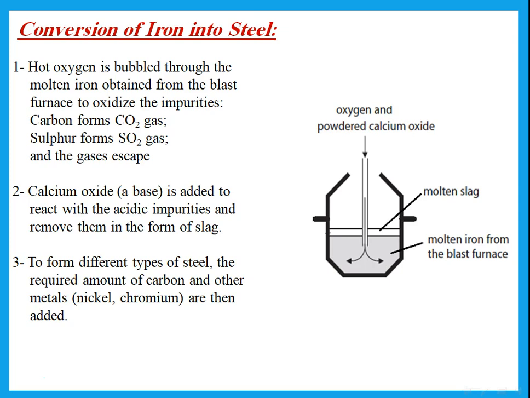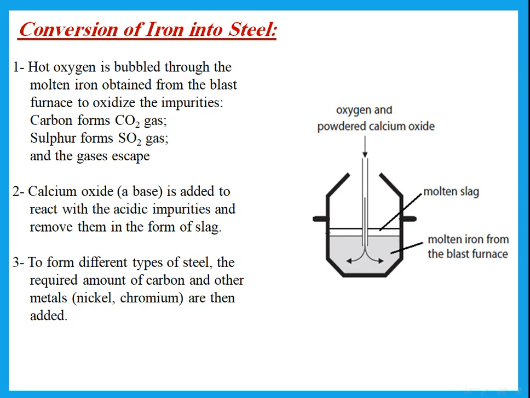So this iron that comes out from the blast furnace is the molten iron. I put that into another container, a huge container actually. It's just coming out of the blast furnace. It is molten. And then I pass through this molten iron two things. I put calcium oxide and I put hot oxygen through it. So I'm bubbling hot oxygen through this. Why am I bubbling hot oxygen through it? In order to oxidize the impurities.